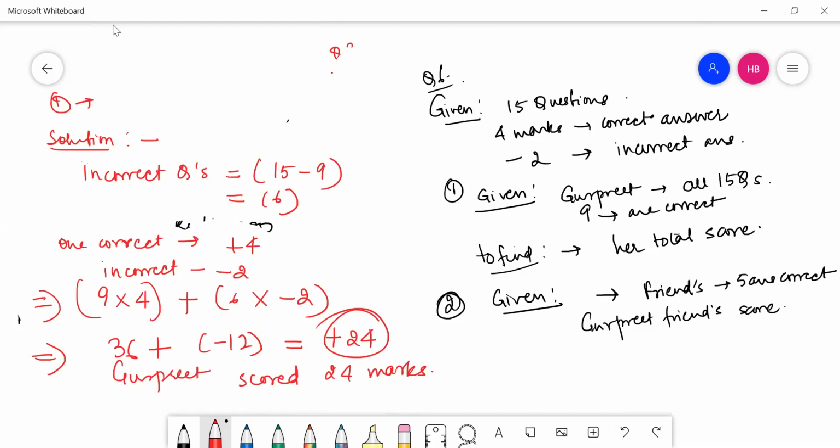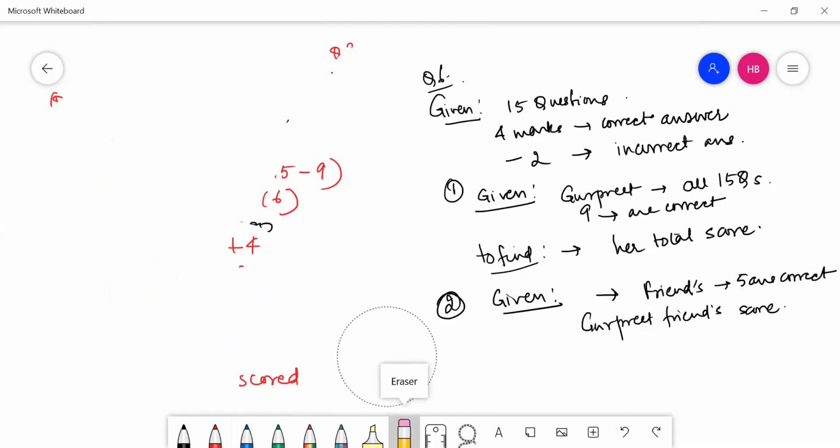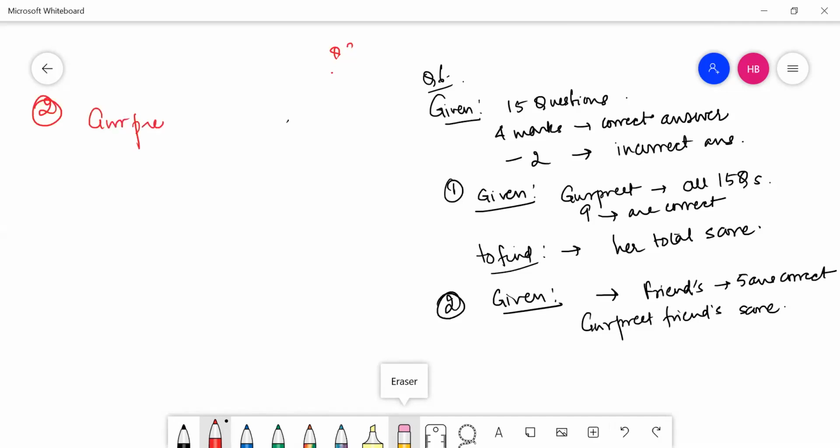Now let's look at the second part of the question. Gurpreet's friend has attempted 5 correct. So how many incorrect questions has she attempted? It would be 15 minus 5, because the total number of questions is 15, and if she has done 5 correct, then 15 minus 5, which will be 10 incorrect questions.